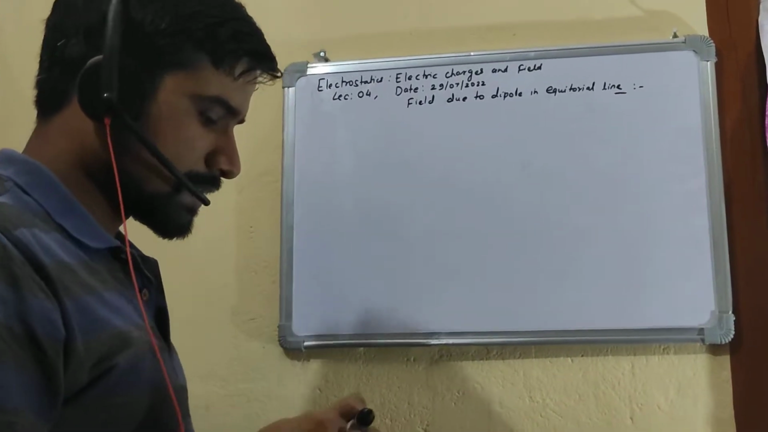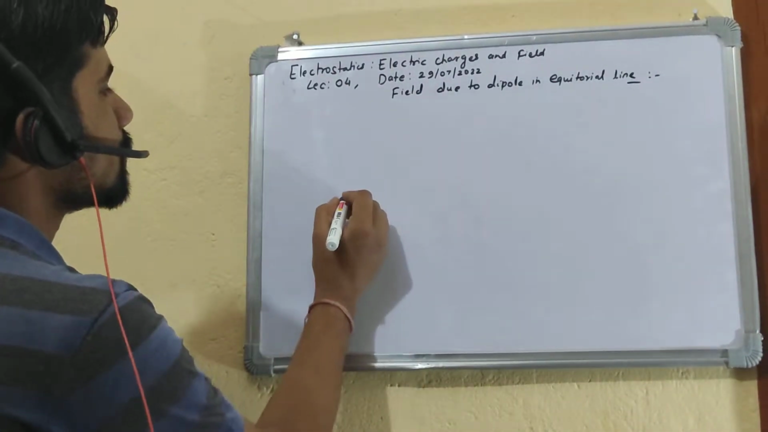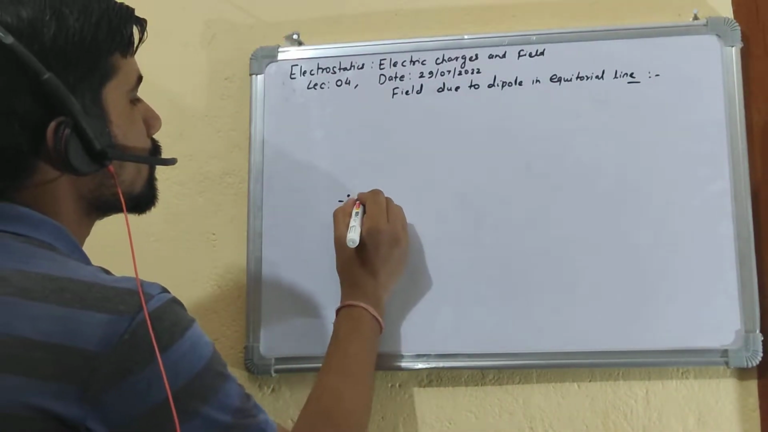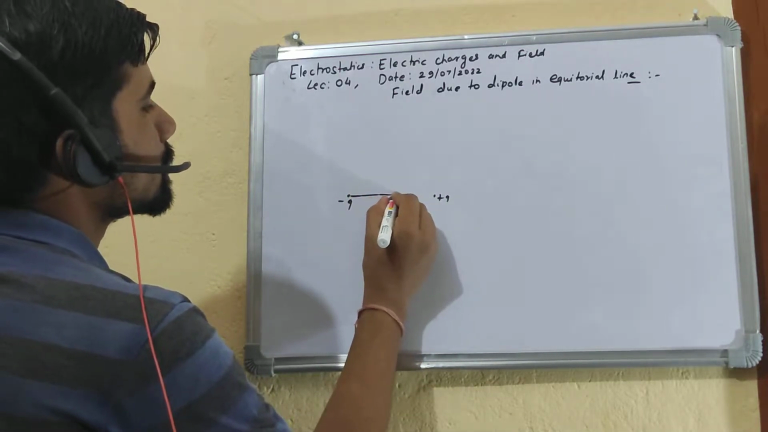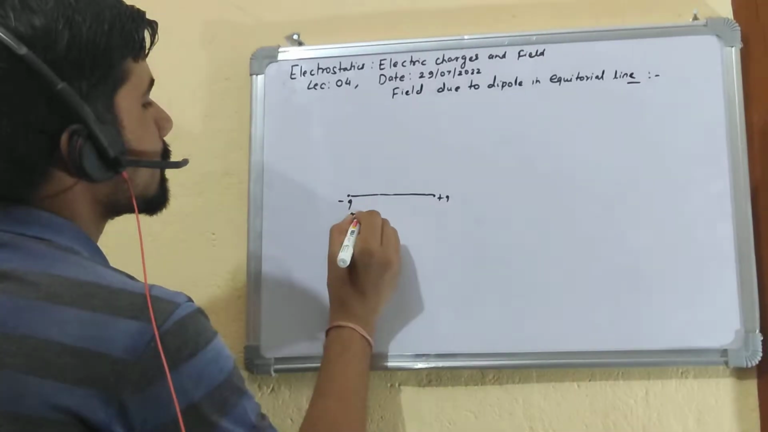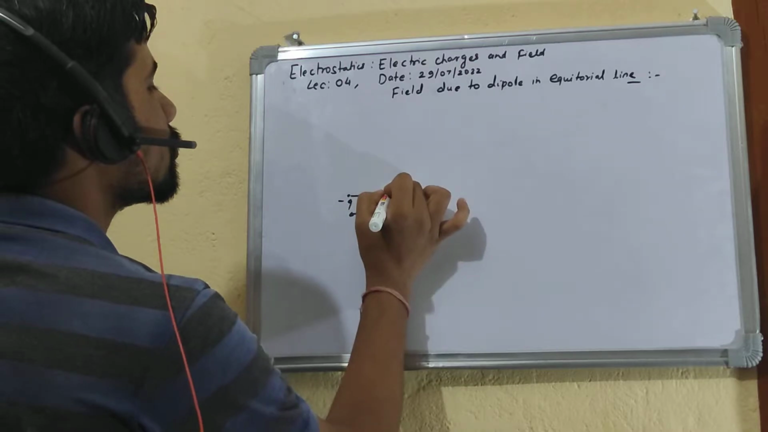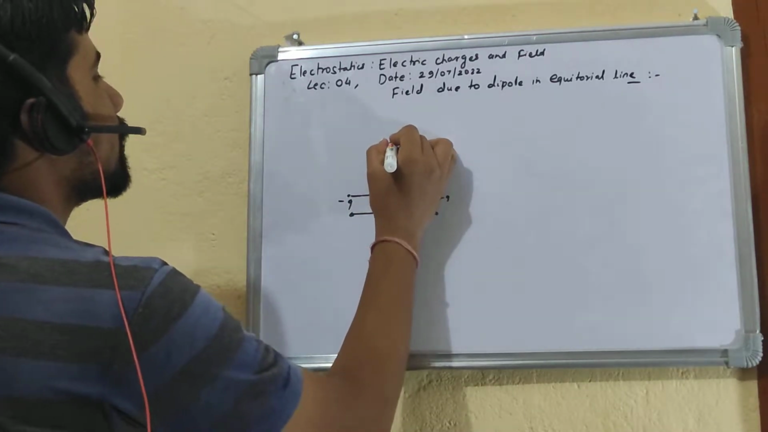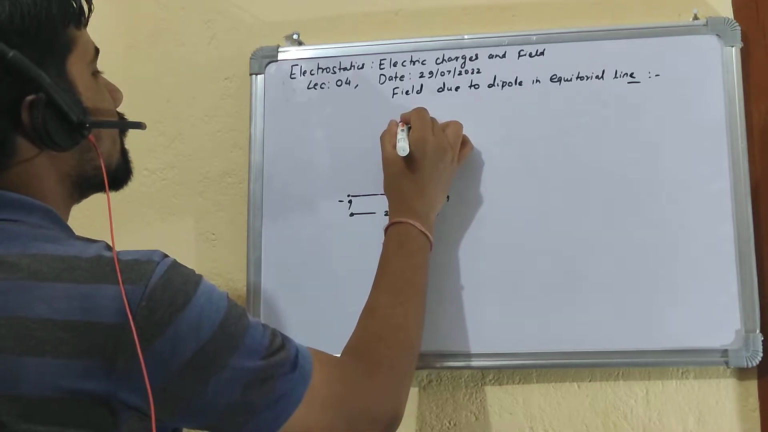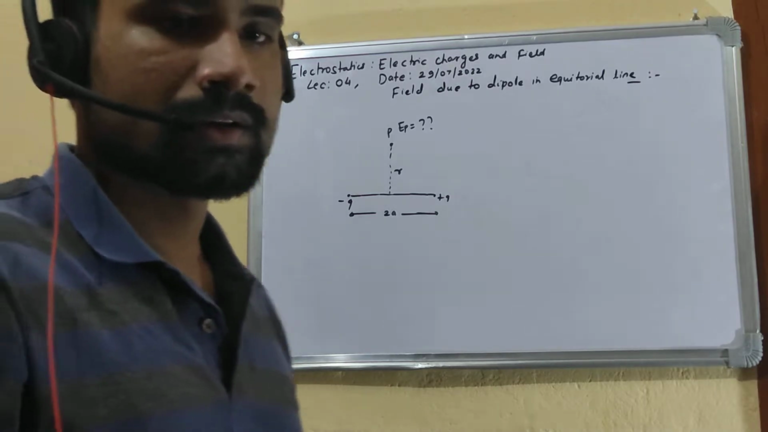So a dipole is nothing but equal and opposite charges separated by some distance, right? So let's say this is minus q, this is plus q, and this is a dipole. This system is a dipole. It is separated by a distance, let's say 2a, and along the equatorial line at a distance r from the midpoint, at point P, what is the electric field? So the aim is to calculate the electric field at P, right?